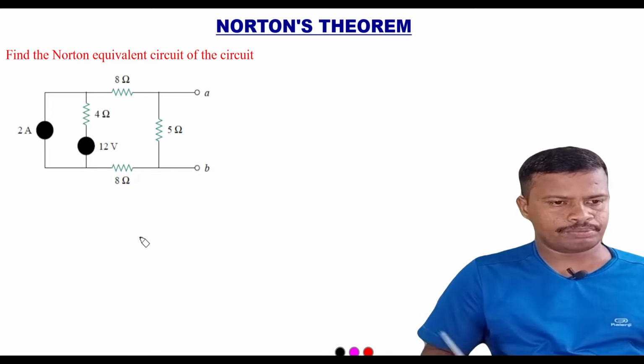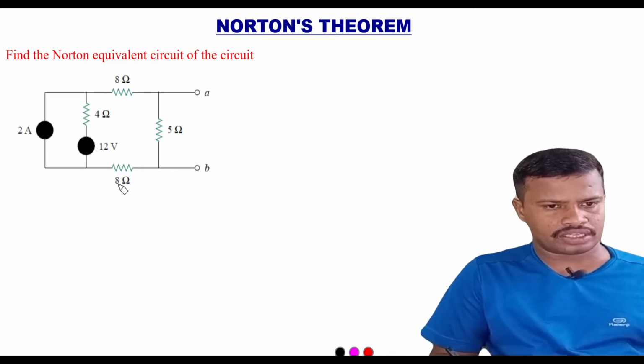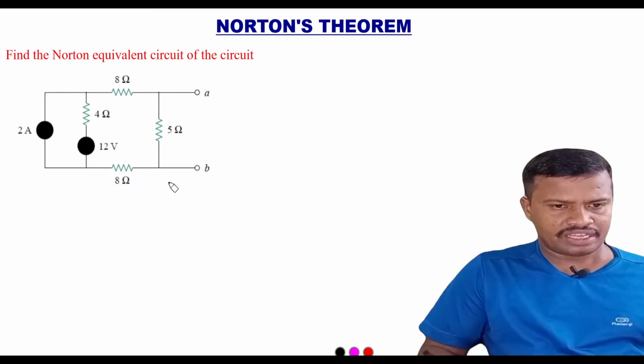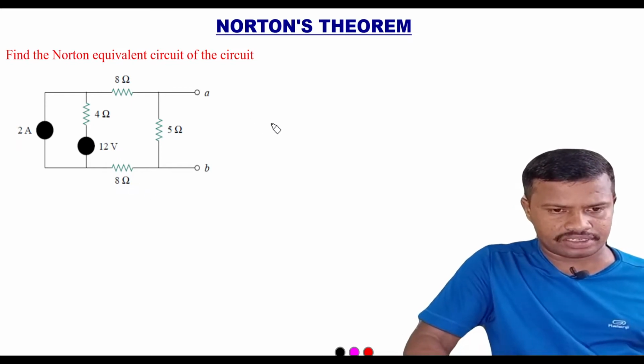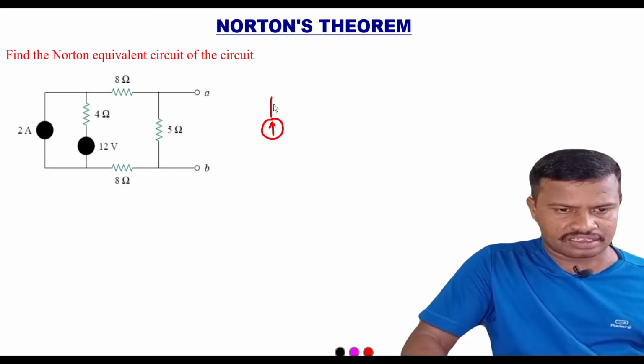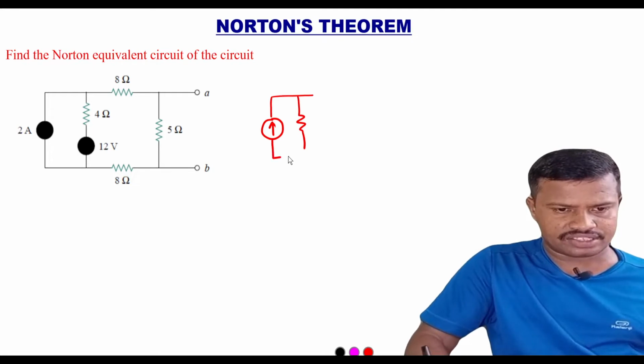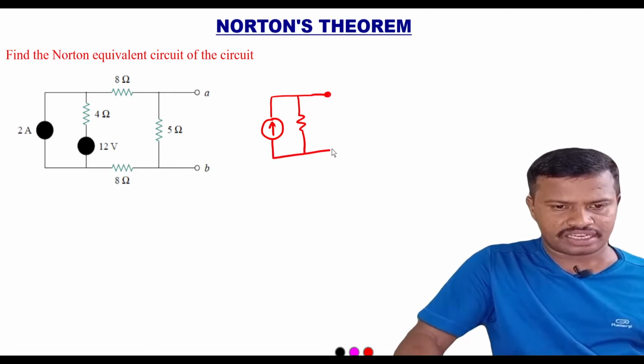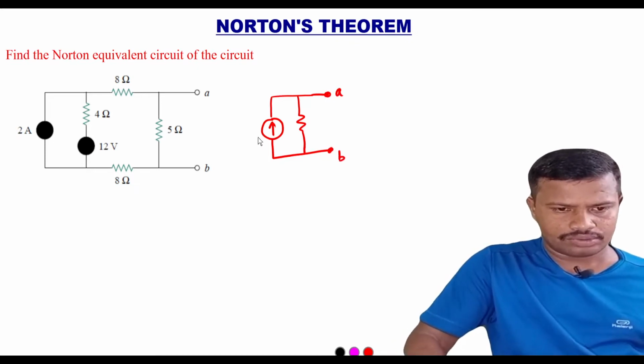In this video, we will see how to draw the Norton's equivalent circuit for a given circuit diagram. As we know, the Norton equivalent circuit is a current source connected in parallel to a resistor. This is terminal A and this is terminal B. The current source value is IN and the resistor value is RN.